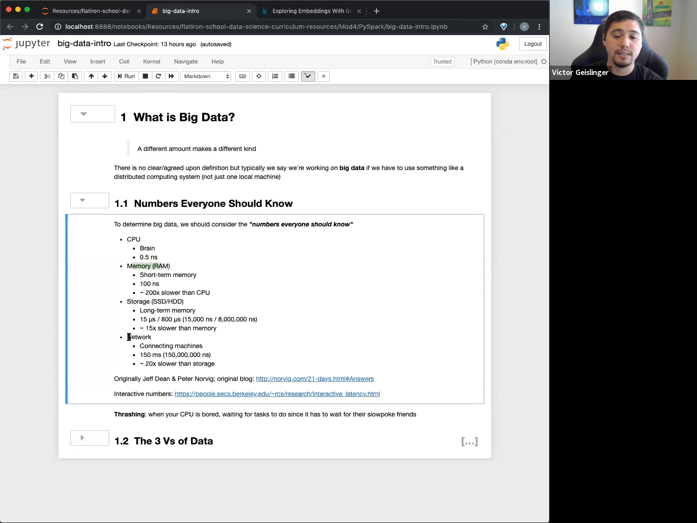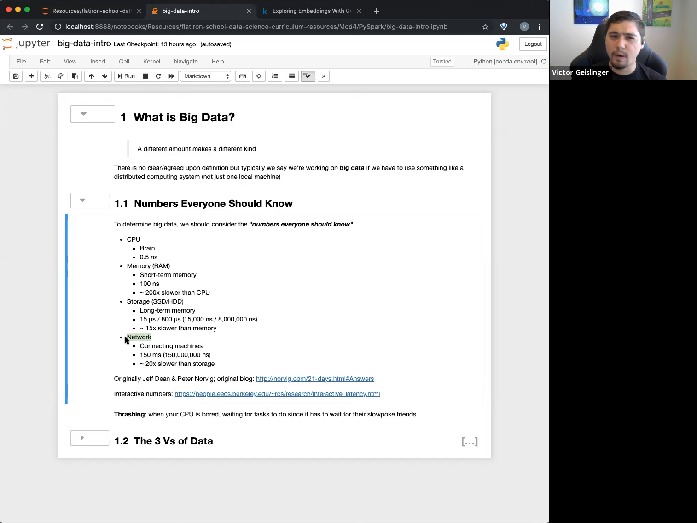And then the last one is network, which is really slow, which kind of makes sense. You're sending signals across the network. It's about 20 times slower than storage. In general, these are flexible, because depending on what kind of storage and what kind of exact PC you have, they can fluctuate. But the general idea is that you have the CPU as the fastest, then memory, your RAM, your storage, and then your network. So network is actually relatively slow.